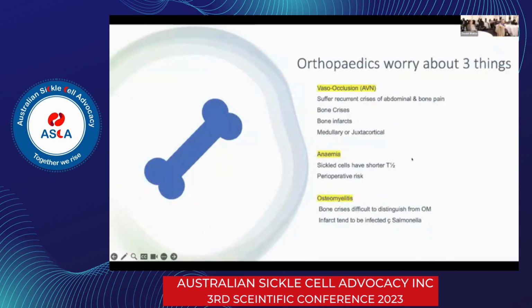The other thing we worry about is anemia, particularly related to their perioperative risk. And the third thing is patients who present with bone pain that may be either AVN or infection, and particularly focusing on the management of infection in patients with sickle cell.